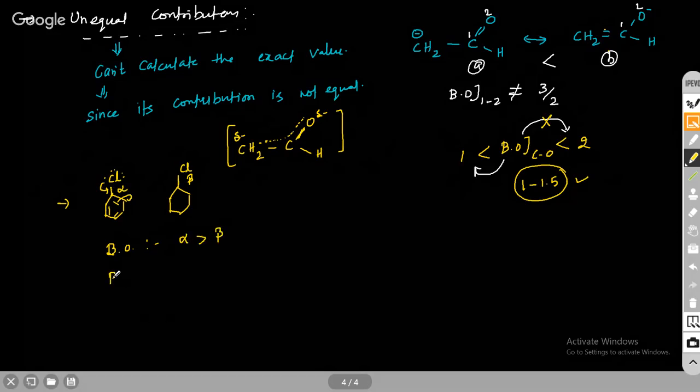If you write down bond energy or bond strength, the order will be the same. Alpha is more than beta. Bond length, alpha is less than beta. Correct. All these three orders or comparisons you can do easily on the basis of this. Bond order, bond length, bond energy, bond strength.